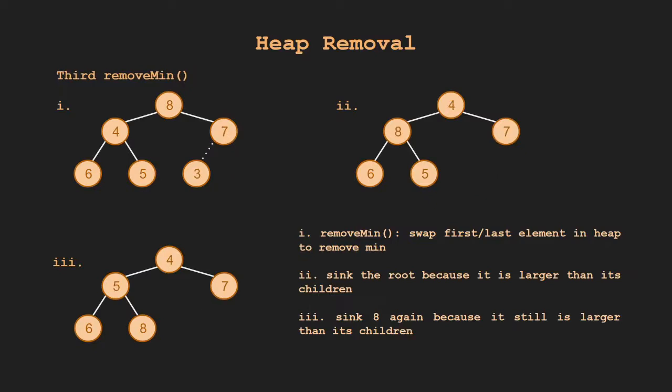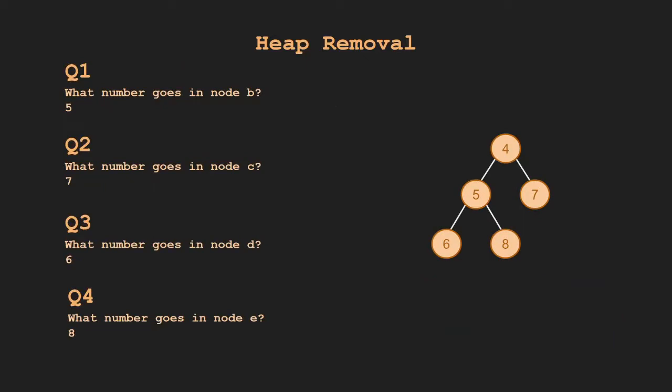And then we're going to do the same thing one more time. We're going to take 3 and replace it with 8. This time we're going to switch 8 and 4 instead, because they're just the smallest value. And we're going to sink 8 down through 5, because 5 is the smaller of its children. The final thing is going to look like this.